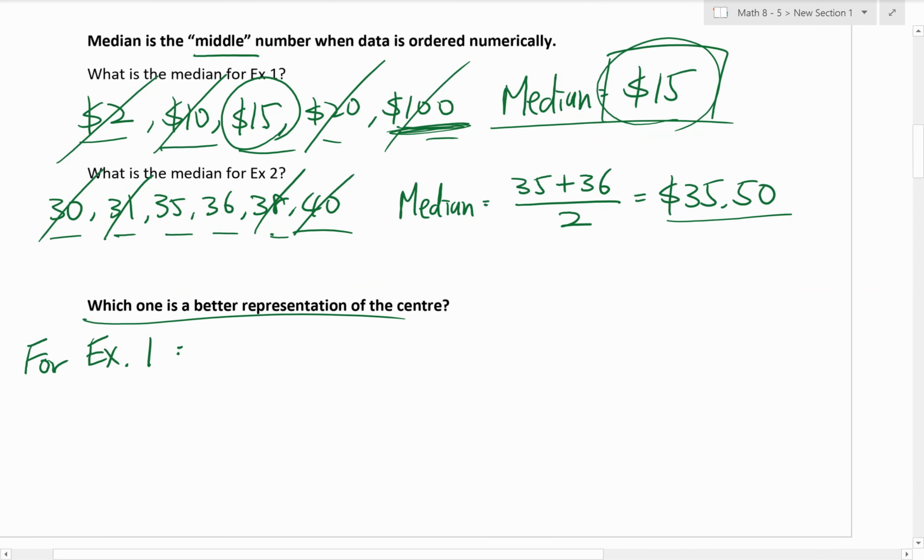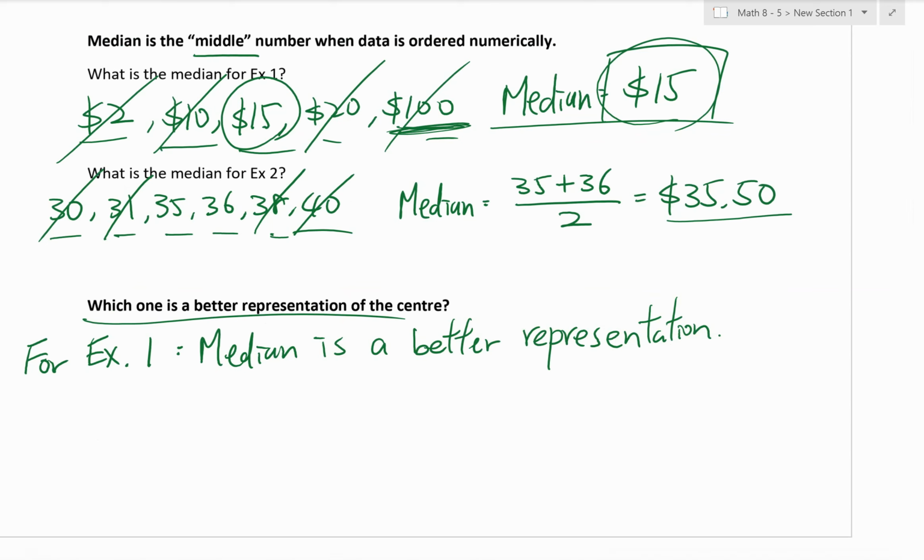Okay, so in this case, example 1, I would say median is a better representation, because it is closer to most of the data points. So median is good to use because it's not affected by the extreme values. Very big or very small, they don't really affect what the middle is.